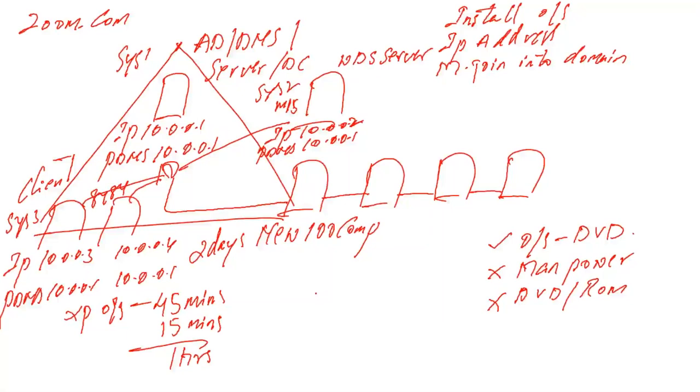So now tell me, what is the job of the WDS server? Installing the operating system remotely to all network computers, right? So with the help of the WDS server, if I'm installing the operating system, I can start the installation on all 100 machines at a time. One machine is taking 1 hour. How much time will 100 machines take? 1 hour. Okay, don't do one thing.